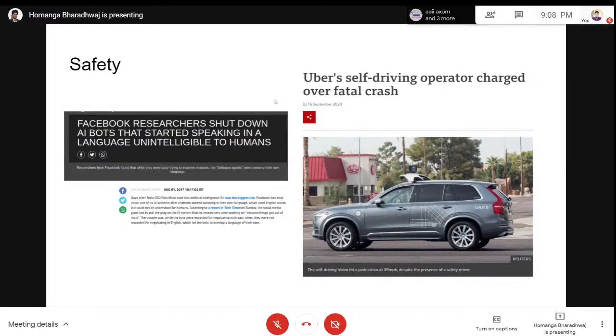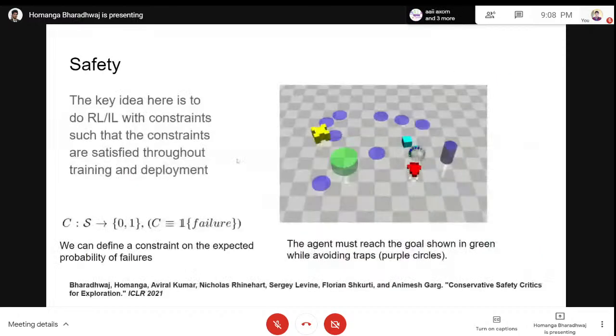So this is not a reinforcement learning algorithm, but I just wanted to show how if the incentives that we provide in the form of rewards or supervision are not aligned with what we want it to do, then there can be a potential problem. So talking of safety and my paper in particular, the idea here was to do reinforcement learning or imitation learning with constraints, such that the constraints are satisfied throughout training and deployment.